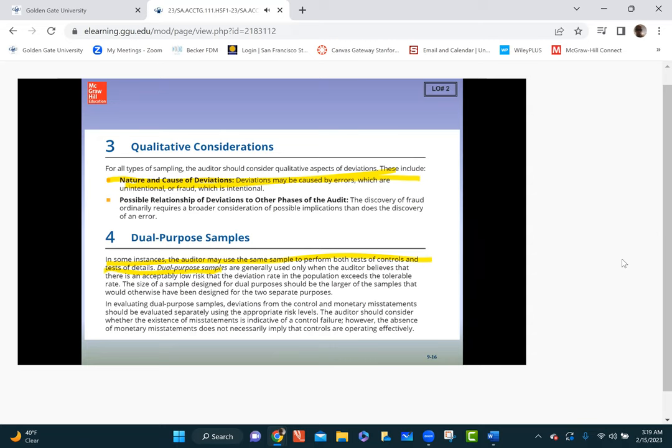So the way we describe things in the class is first assess your risk of material misstatement, then test your controls, then do your substantive testing. And the reality is you'd probably be doing your substantive testing and your control testing, testing operating effectiveness, simultaneously. They call that dual purpose testing.